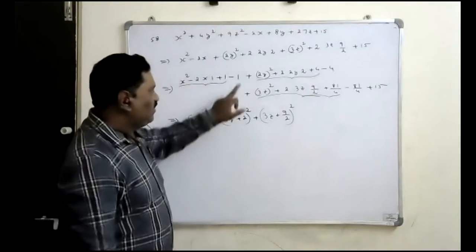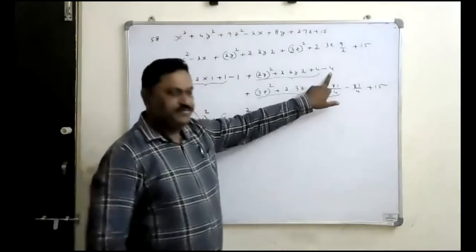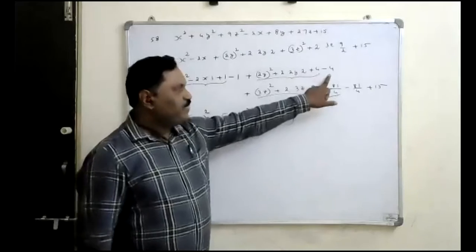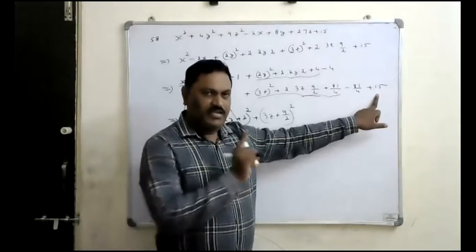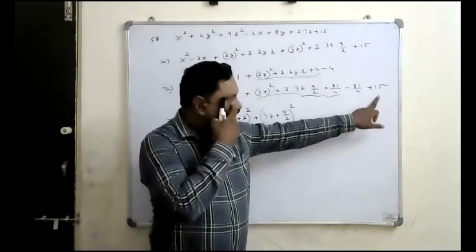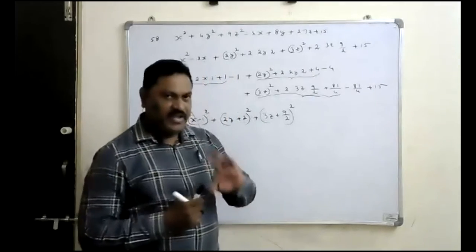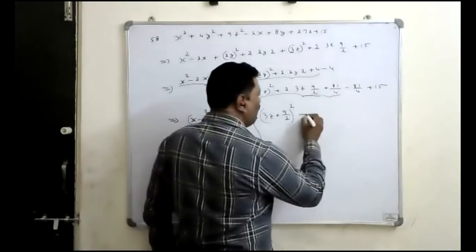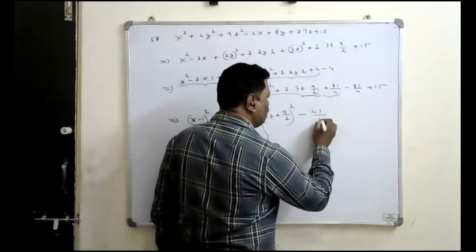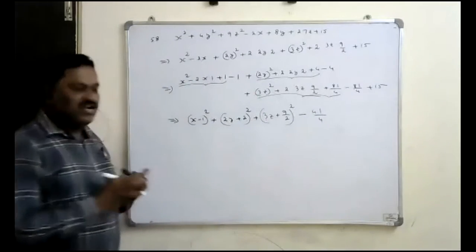Now look at the constant. Minus 1, minus 4, minus 5. Minus 5 plus 15, 10. 10 minus 81 by 4. 10 minus 81 by 4 is minus 41 by 4. Okay, so this is the value we got.